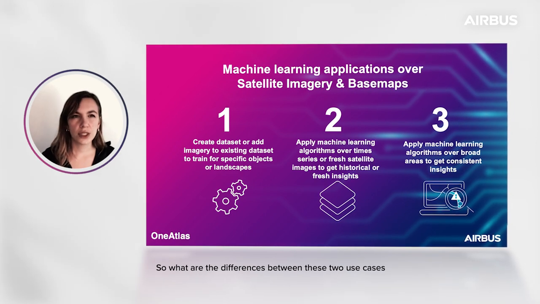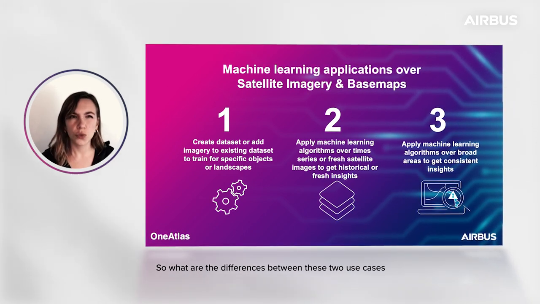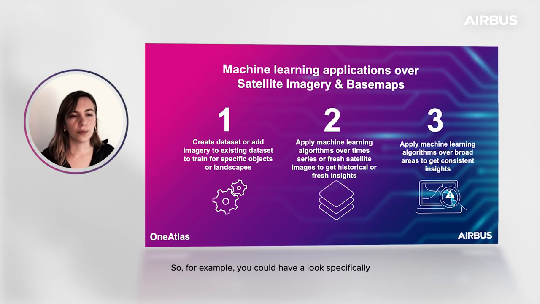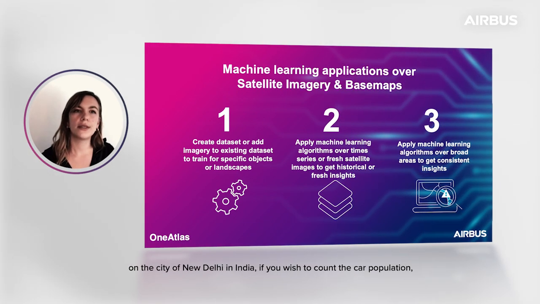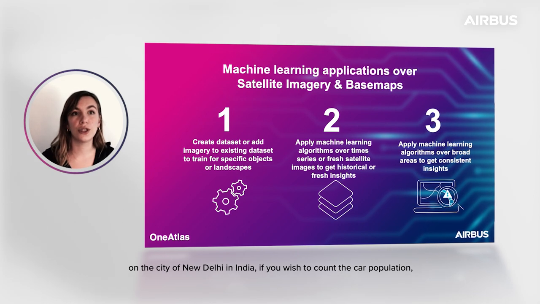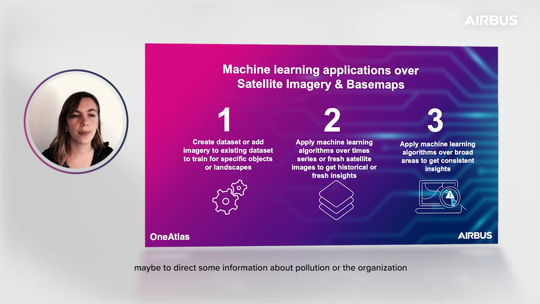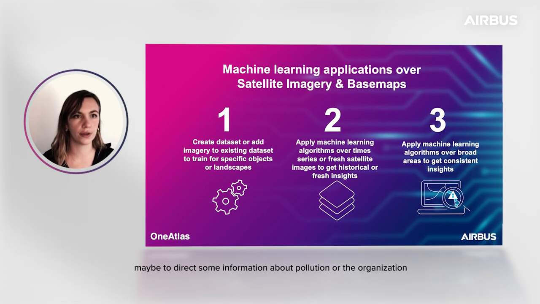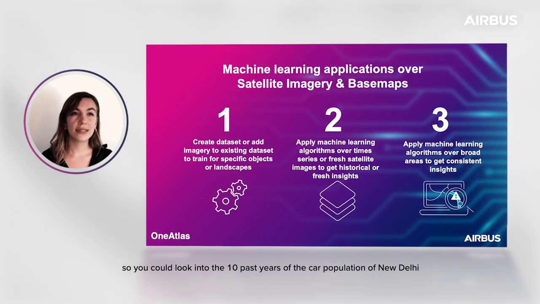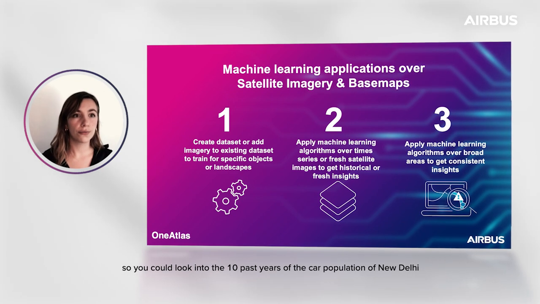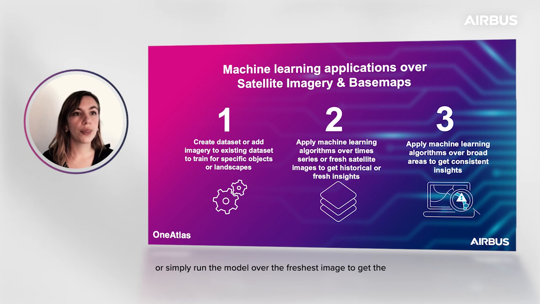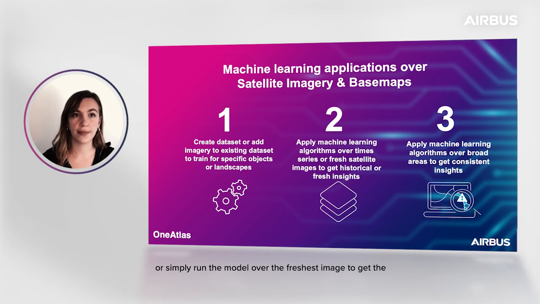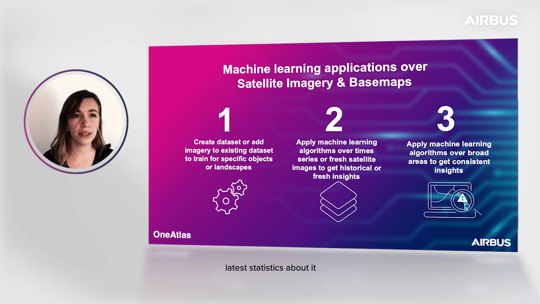So what are the differences between these two use cases? For example, you could have a look specifically at the city of New Delhi in India, if you wish to count the car population, maybe to derive some information about pollution or urbanization. So you could look into the 10 past years of car population over New Delhi, or simply run the model over the freshest image to get the latest statistics about it.